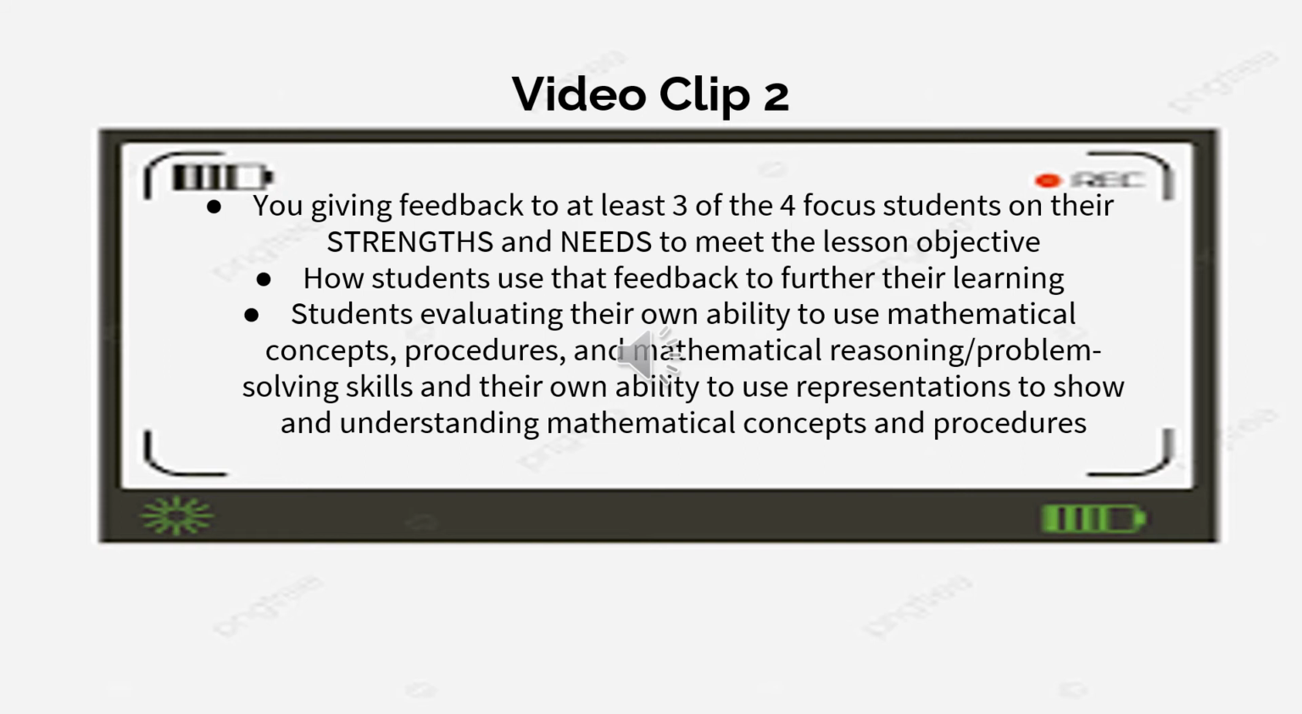The second thing that you need is how students are going to use that feedback to then further their learning and try it again. So how are they going to read what you wrote or what you said to them and try it again to be better this time? The third thing that you have to show is the students then evaluating their own abilities to use mathematical concepts, to do the procedures or fluency, and to do the mathematical reasoning. So you have to show in some way either students evaluating each other or evaluating themselves on their own abilities for these same 3 things.